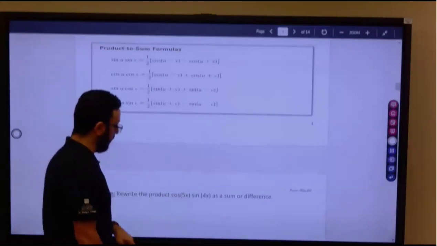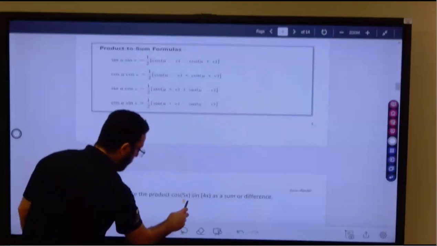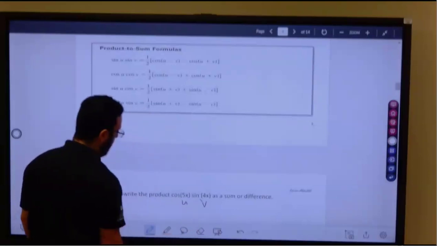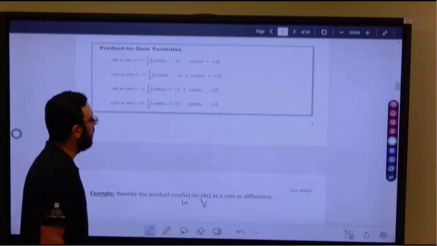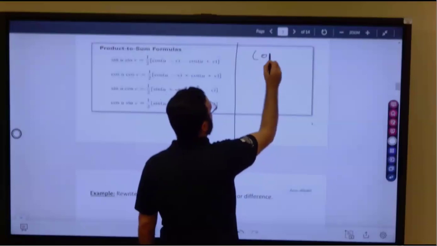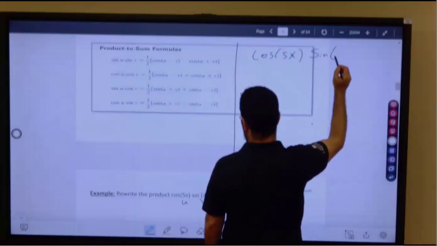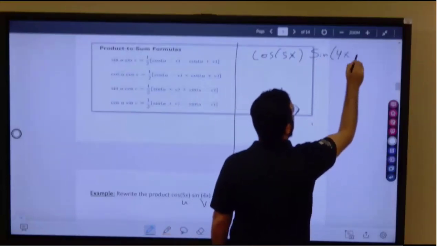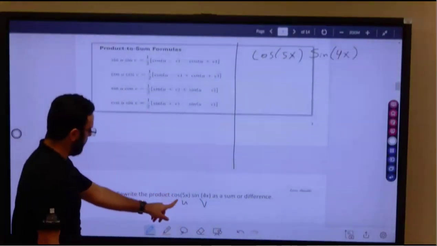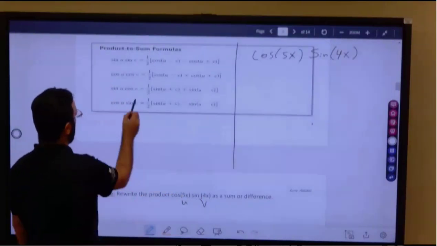5x. So this one is going to be the u, and this one is the v. And we have cosine, sine. So we need to find cosine 5x and sine 4x. To use the formula, which formula we're going to use? Cosine, sine. That means I'm going to use this one.